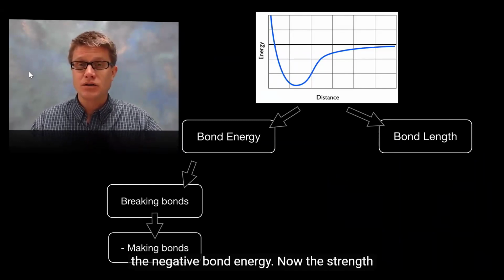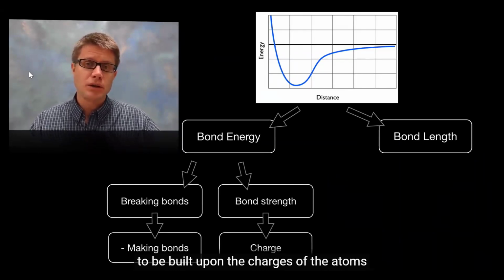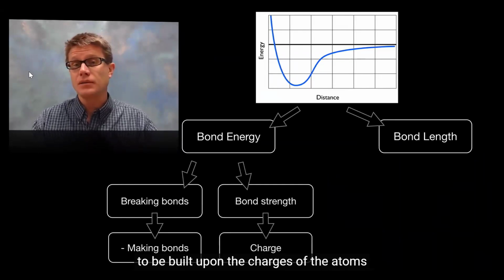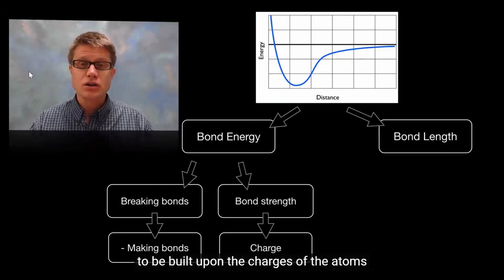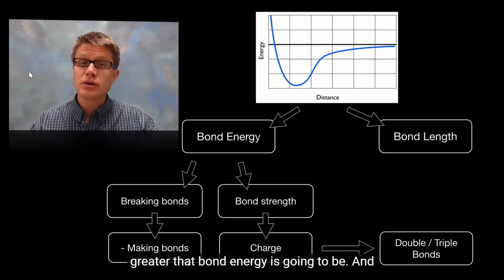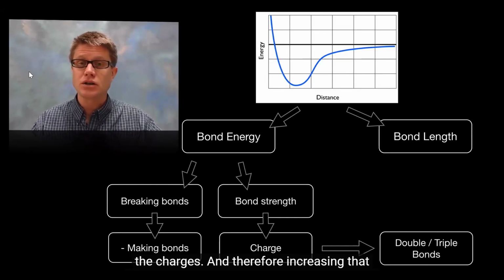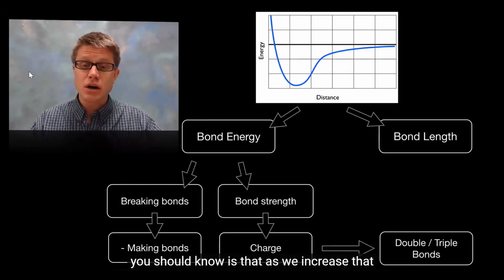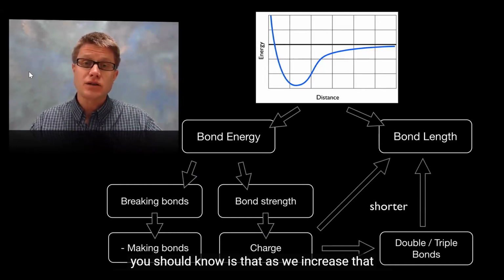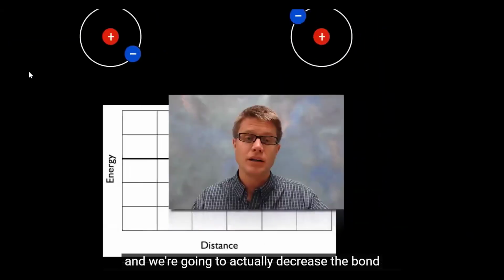Now likewise, when we form a bond between the two, we're going to release energy, and that's just simply the negative bond energy. Now the strength of that bond, or the bond strength, is going to be built upon the charges of the atoms themselves. The bigger the charges are, the greater that bond energy is going to be. And as we increase the number of electrons in a bond, so as we move from a single to a double to a triple bond, we're actually increasing the charges and therefore increasing that bond strength. And one interesting thing that you should know is that as we increase that strength, we're going to pull those atoms together and we're going to actually decrease the bond length.